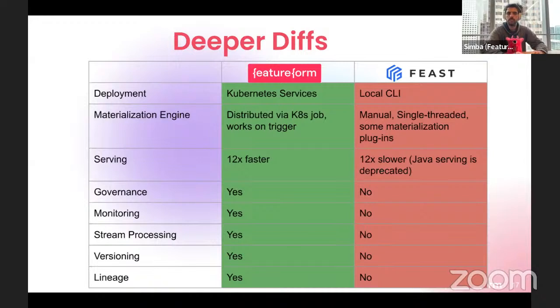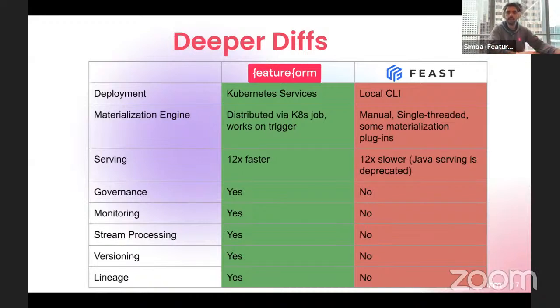First is deployment. Feast is a local CLI, and it uses a local metadata store by default. You can make it use Postgres or something to store the metadata. But in general, Feast runs like a CLI tool. Because Featureform runs in Kubernetes, the con is that it's a little hard to deploy. You have to deploy in Kubernetes.